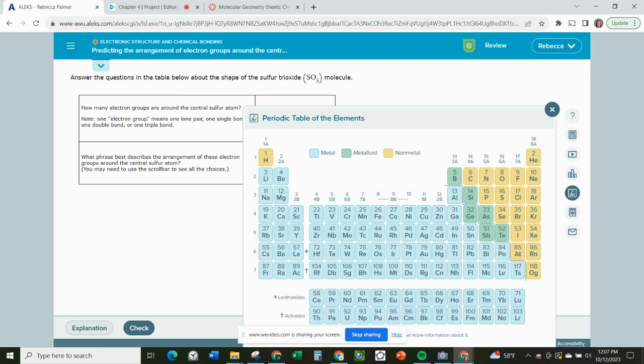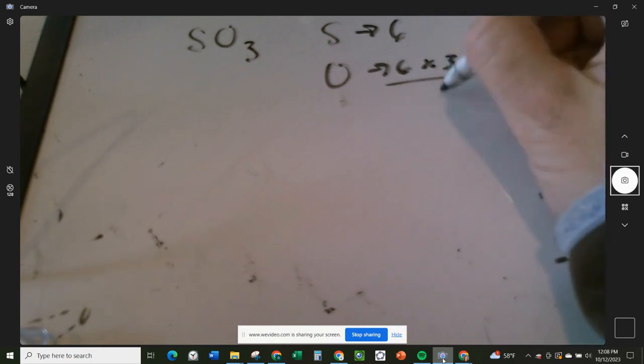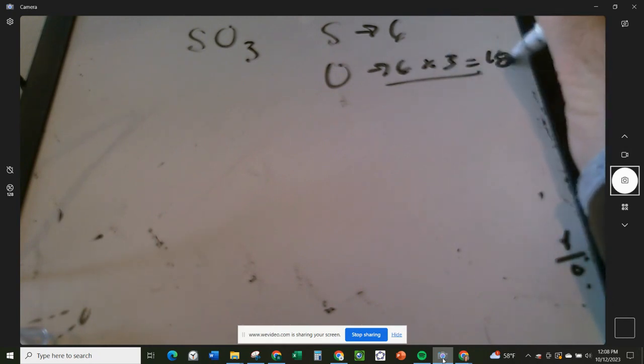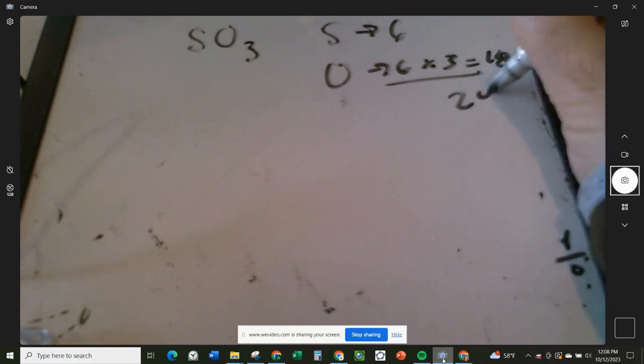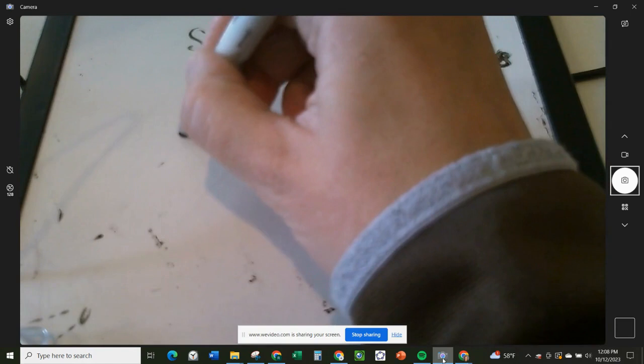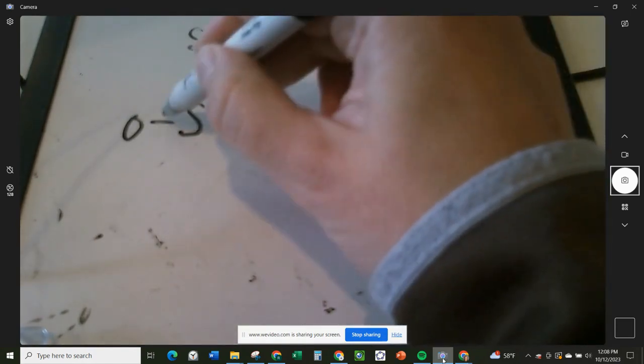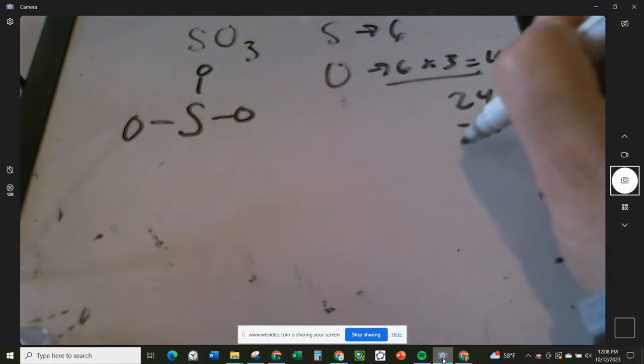So I'm first drawing the Lewis structure of this sulfur trioxide. All right, and there's 3 oxygens. Basically, we're taking 6 times 4. This would be 18 plus 6 gives us 24. So we have 24 valence electrons that we need to show here. So I'm going to draw sulfur, and then I'm going to connect it to 3 oxygens. So now we've got 2, 4, 6. We've shown 6 valence electrons.